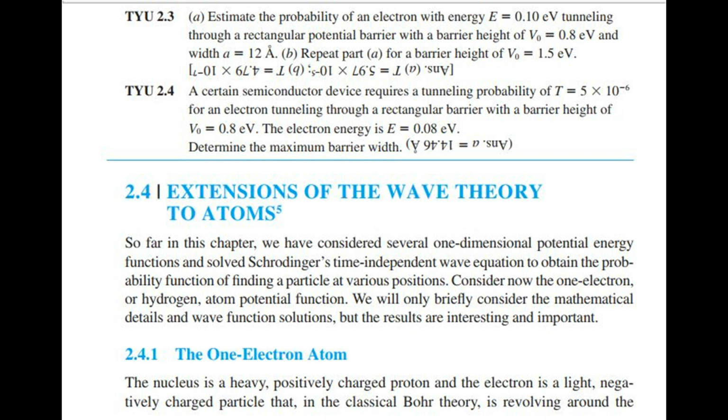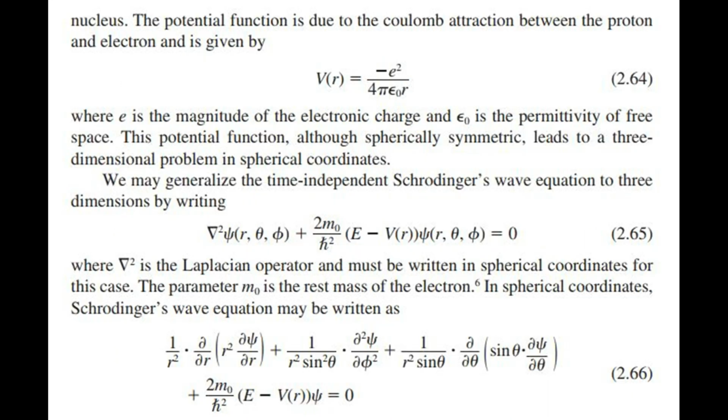Consider now the one-electron, or hydrogen, atom potential function. We will only briefly consider the mathematical details and wave function solutions, but the results are interesting and important. In the one-electron atom, the nucleus is a heavy, positively charged proton and the electron is a light, negatively charged particle that, in the classical Bohr theory, is revolving around the nucleus. The potential function is due to the Coulomb attraction between the proton and electron and is given by where e is the magnitude of the electronic charge and ε0 is the permittivity of free space.